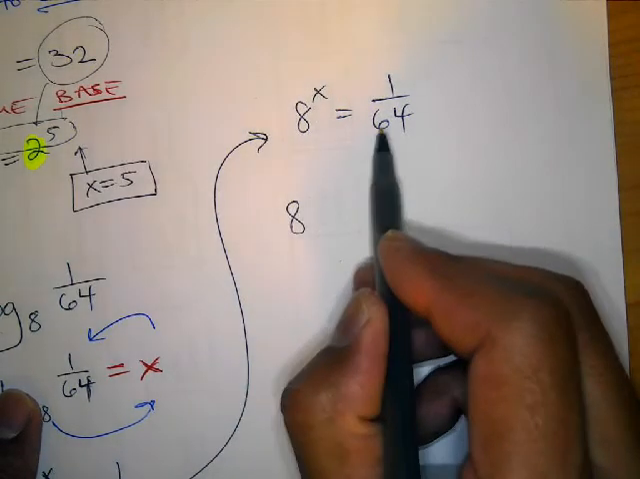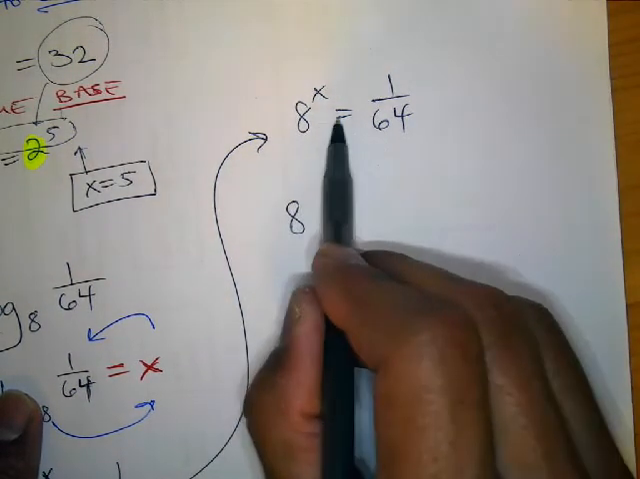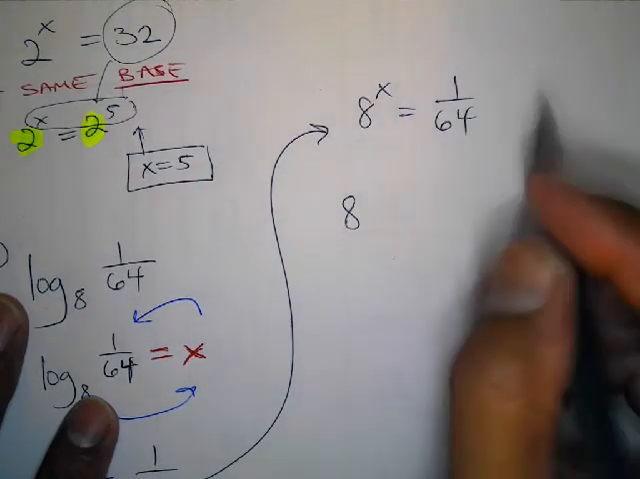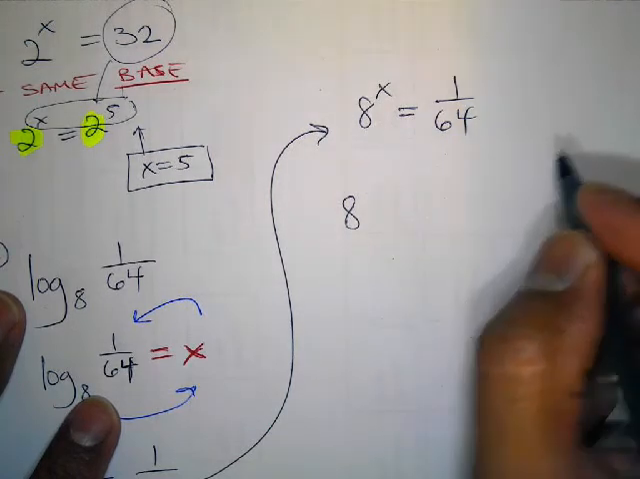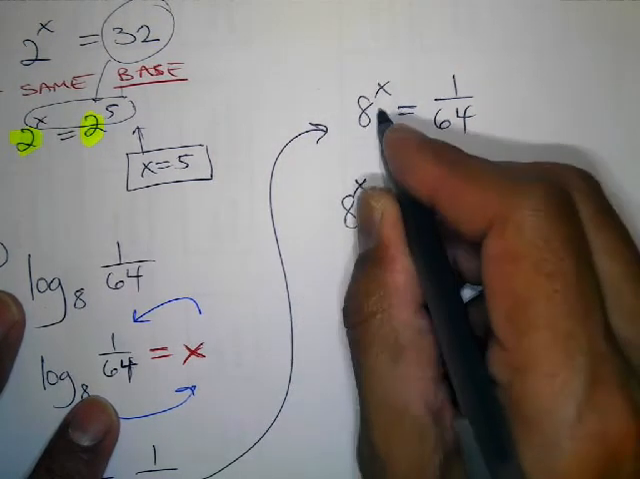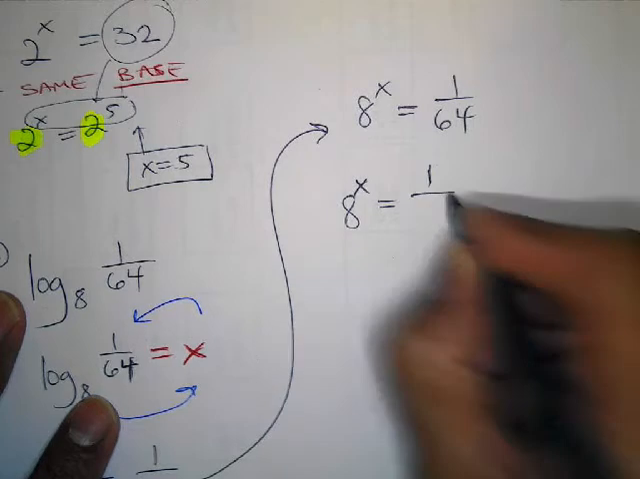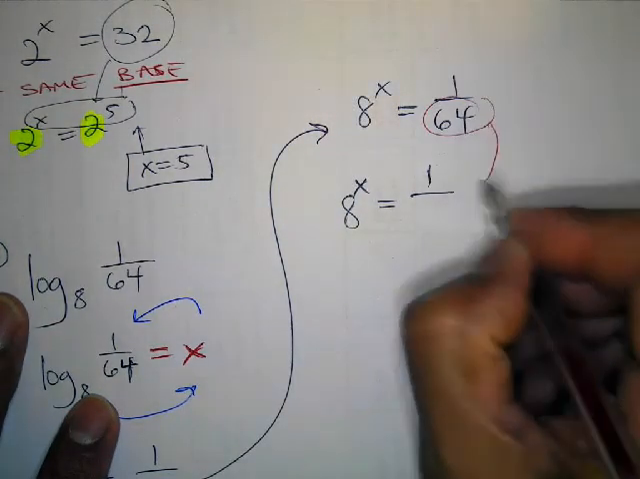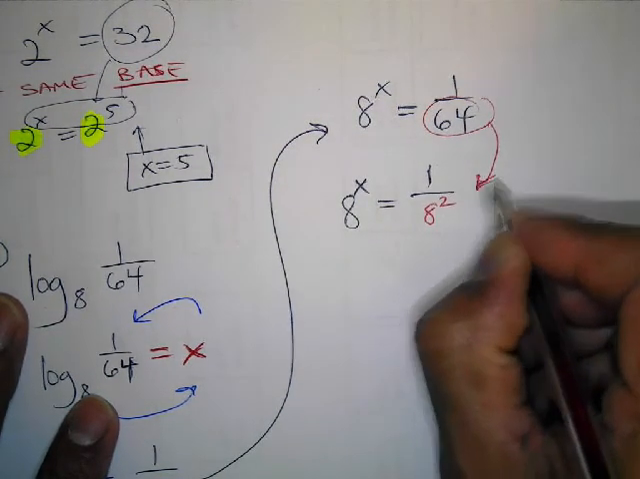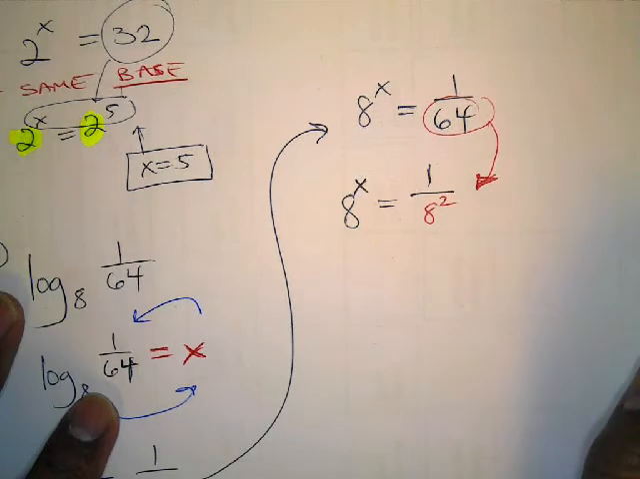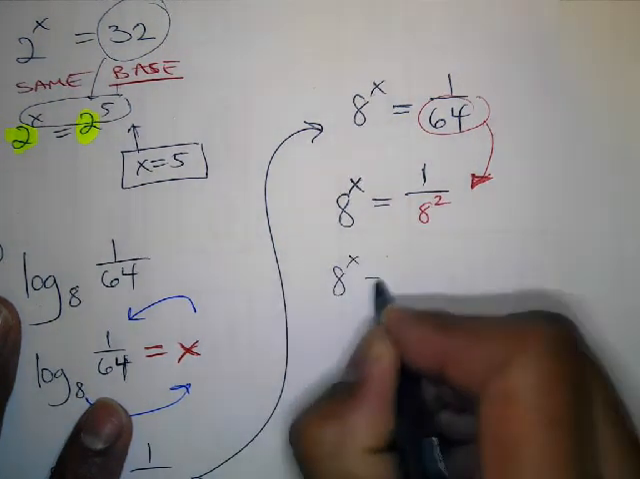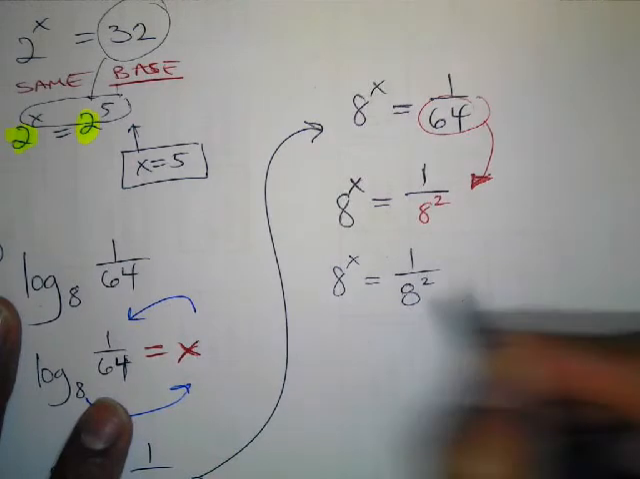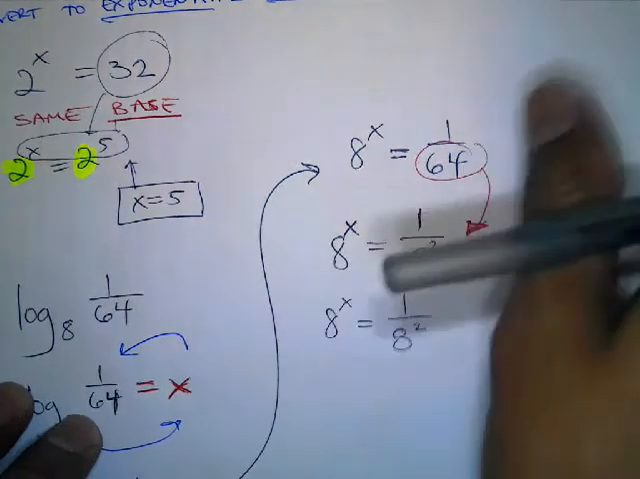Yes, of course. Remember, once we have it in exponential form, you don't see the logarithm anymore. Once you have it in exponential form, you're just working with bases and exponents. I'm trying to get the same base. So I'm using the base 8, and 64 can be written as what? 8 squared. See, I'm getting the same base. And I got 8 to the power of x is equal to 1 over 8 squared.